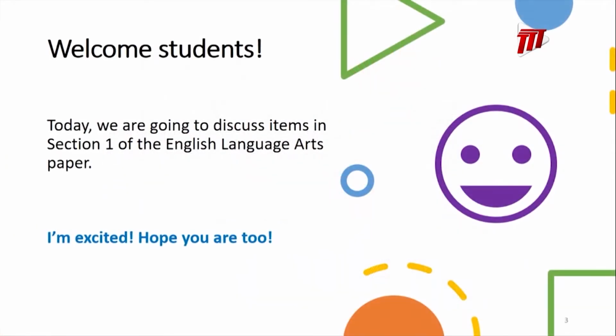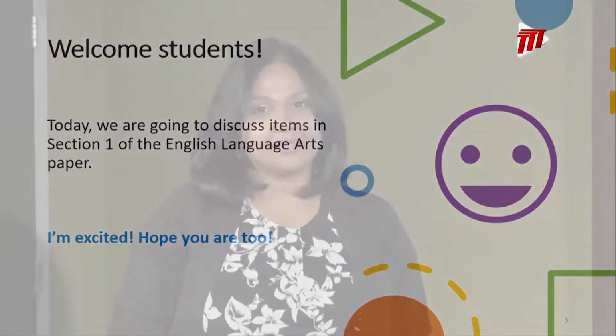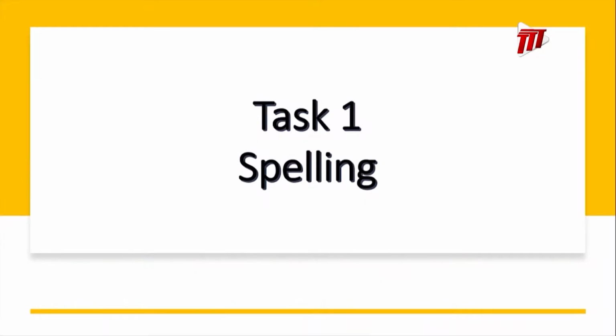What are we doing today? We're practicing SEA Language Arts, and we will be going through the paces of Section 1 of the English Language Arts paper. Section 1 is supposedly one of the easier sections. It's the section where you want to get total marks, because this is the name of the game with SEA. You want to get as many marks as possible. So for each task in Section 1, you want to ensure that you read your instructions carefully and you answer all your tasks correctly. Let's go to the first task of spelling.